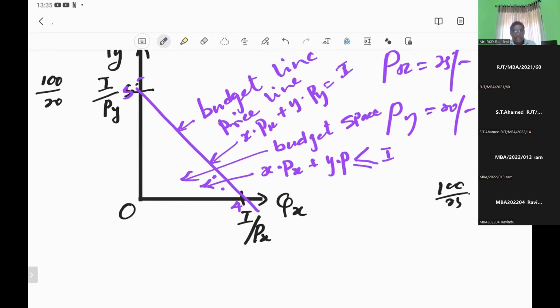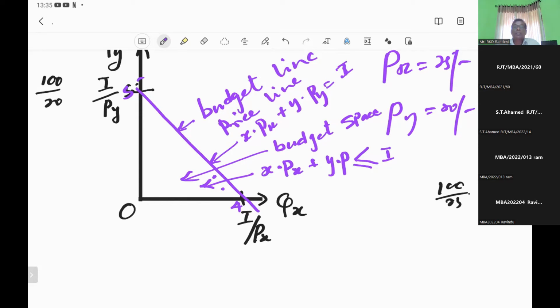Budget line or price line, also called the consumer possibility curve. The budget line is the linear curve that shows all combinations of two goods that the consumer can afford to buy. That is, he is spending his whole income.